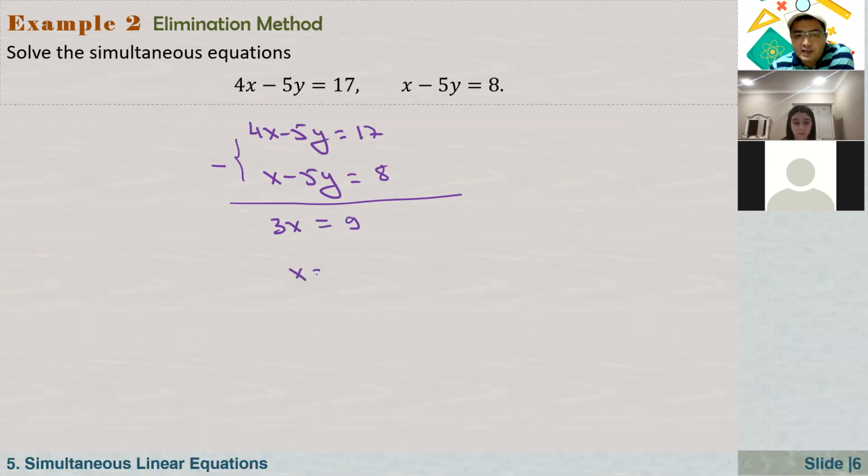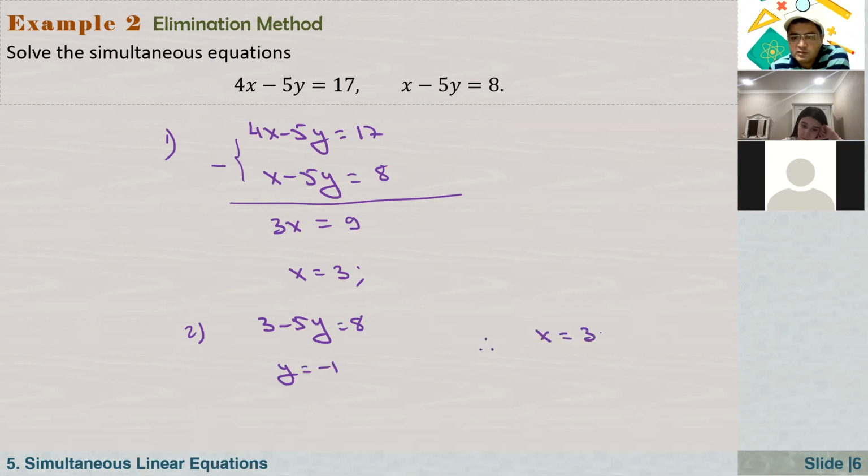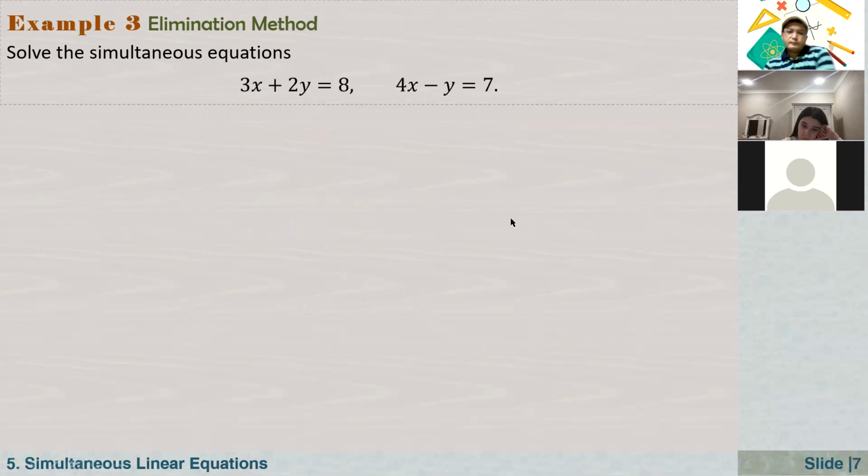So from here, what is x? X equals 3. If you substitute into the first equation, let's say that's our first step. The second step is to substitute into the second equation: 3 minus 5y is equal to 8. Now from here, what is y? Y equals negative 1, right? So the solution is x equals 3 and y is equal to negative 1.